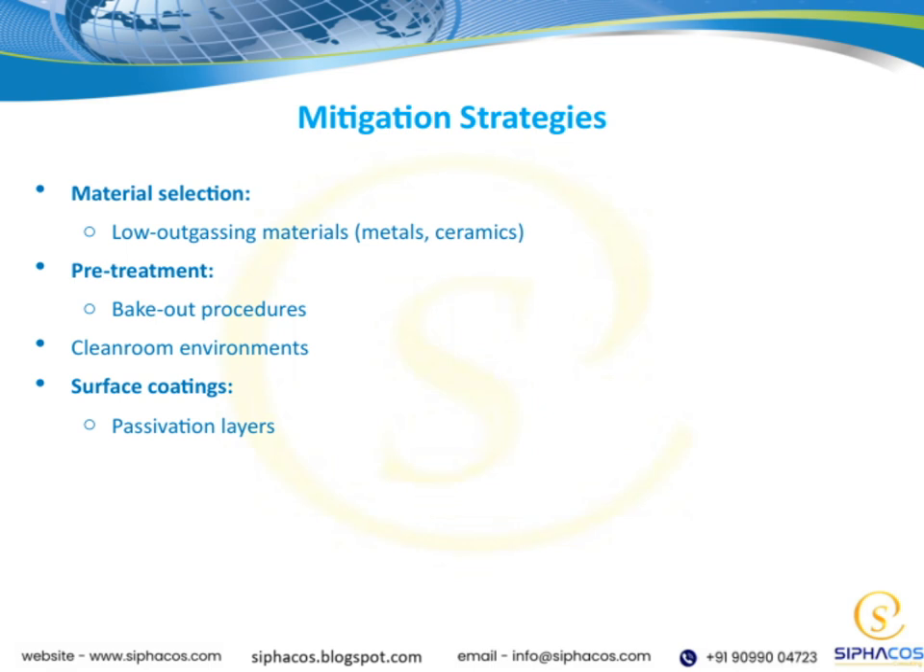Next, pretreatment processes play a significant role. Bakeout procedures, for example, involve heating components to drive off any trapped gases before installation. Additionally, working within cleanroom environments ensures that we control airborne particles and contaminants, creating a much cleaner setting for sensitive equipment. Finally, surface coatings can be very effective. Passivation layers, for instance, form protective coatings on metal surfaces, reducing their tendency to outgas or react with other substances. These strategies, when combined, form a comprehensive approach to reducing contamination risks and improving the overall reliability of our systems.